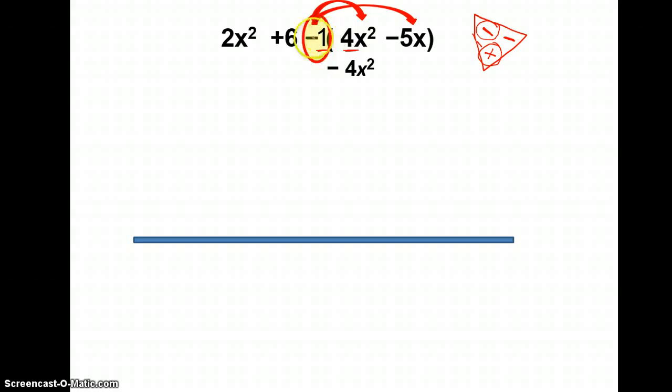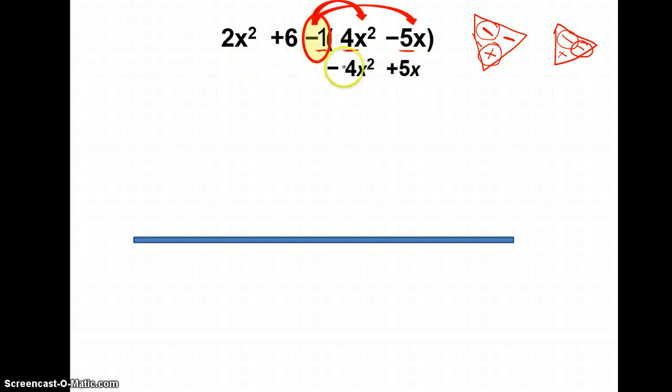Let's do the same thing, a -1 times a -5x. All right, so a negative and a negative, positive. A -1 times a -5. That's going to be, okay, what's not circled? Positive. So I'm going to have a positive answer. 1 times 5 is, you guessed it, 5x.